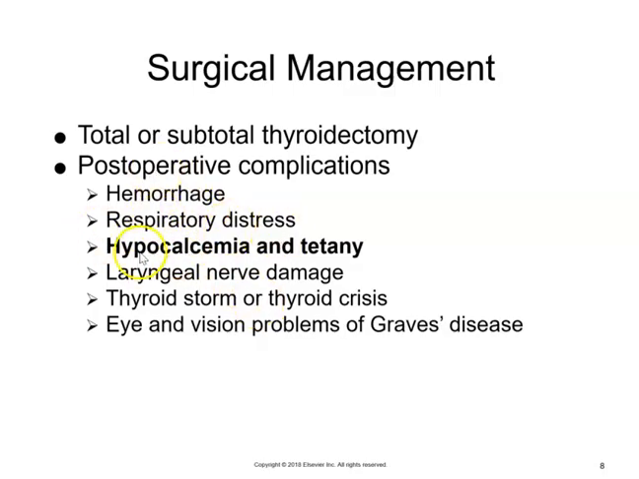You also need to monitor them for hypocalcemia and tetany. Laryngeal nerve damage may be present depending on the extent of the surgery or any surgical complications. And of course, thyroid storm and crisis. And then these clients may have pre-existing conditions of eye and vision problems with the Graves' disease. So just keep this in mind. A lot of times I try to prep them beforehand and establish, even if they don't have laryngeal nerve damage, I try to prep them, because they're not going to want to talk, to have a communication plan in place before they have surgery. That's very important.